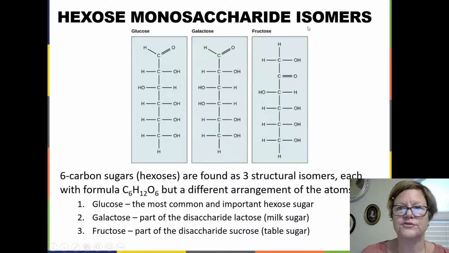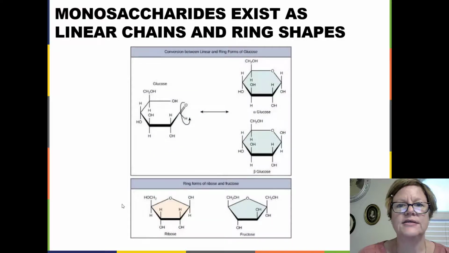And you remember isomers are slightly different versions of molecules that have the same formula. So all 3 of these have the same formula, C6H12O6. You don't need to memorize the structure for galactose and fructose, but you will memorize the structure for glucose. That one I will require. But we're not going to memorize the linear structure, which is what is shown here. We're going to memorize what we call the ring shape, the ring structure of glucose.